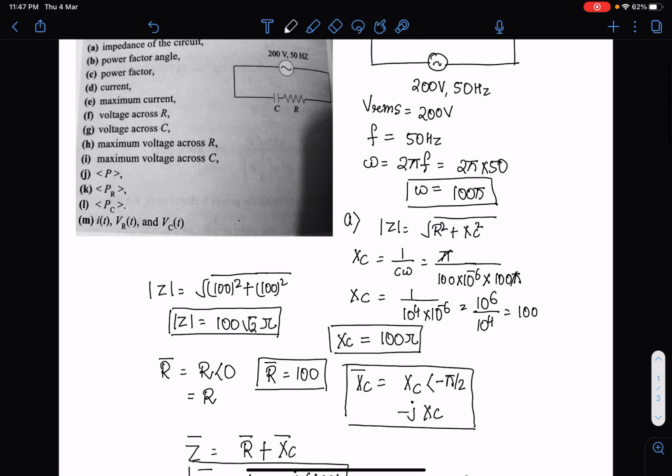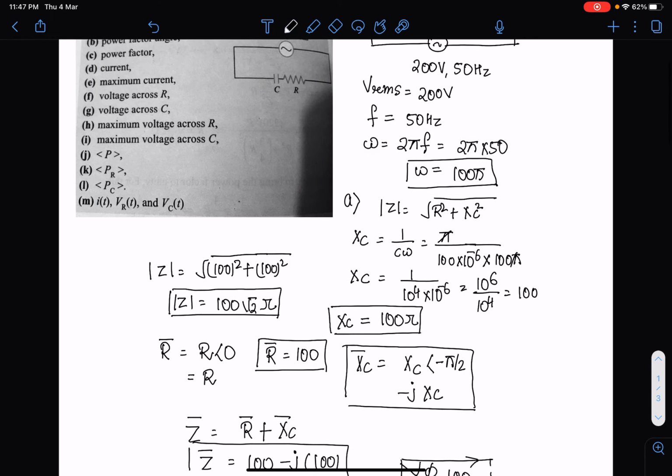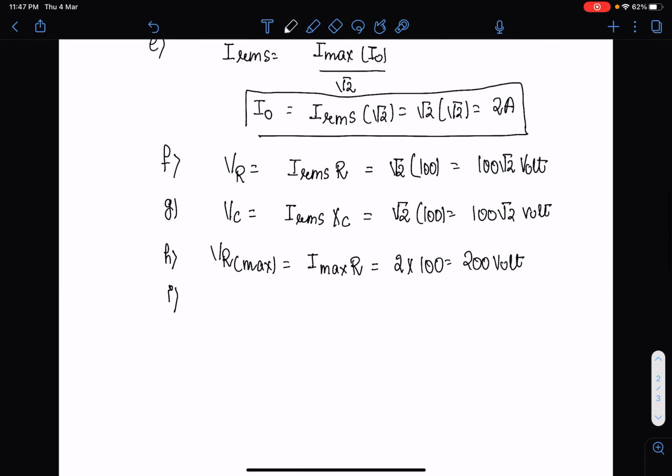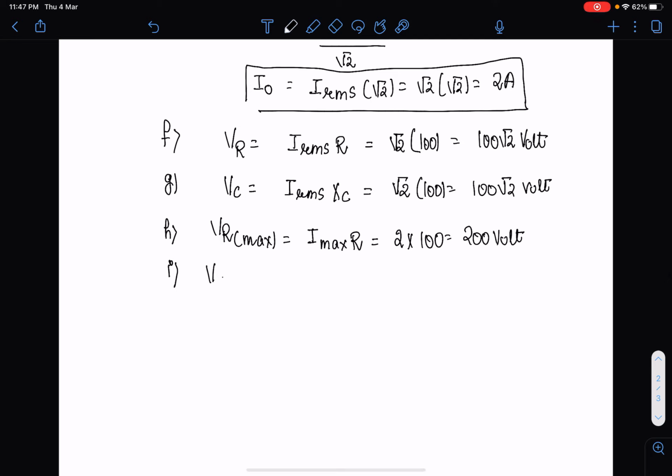Into this they are asking what is the maximum voltage across capacitor. So the maximum voltage across capacitor VC, we will write here I max into XC, the capacitive reactance. So I max is 2 into XC is 100, so 100 into 2, that is 200 volt, right. Next J part.